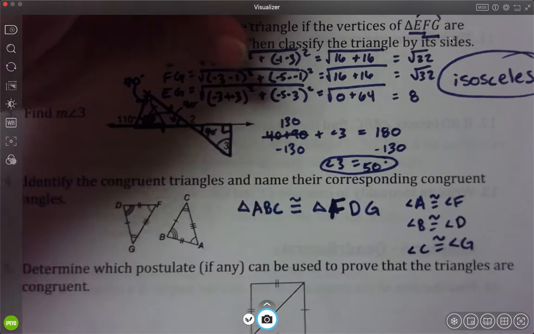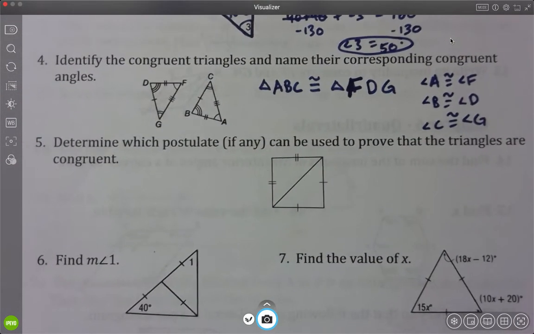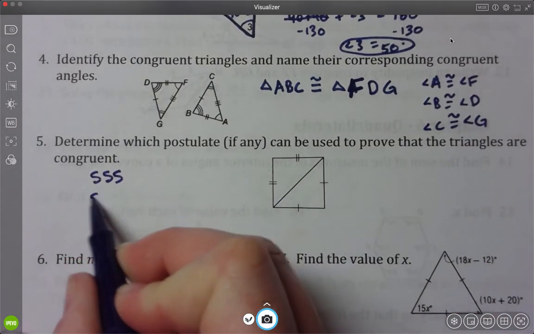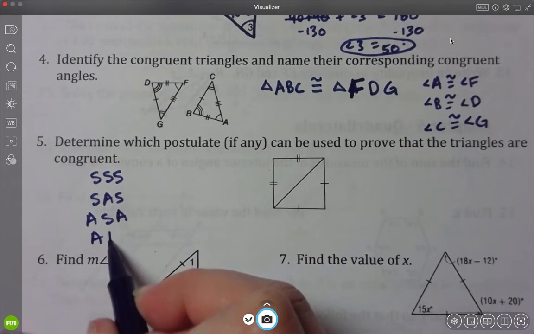All right, number 5, determine which postulate, if any, can be used to prove that the triangles are congruent. There are 4 of them, and they are side-side-side, side-angle-side, angle-side-angle, and angle-angle-side.